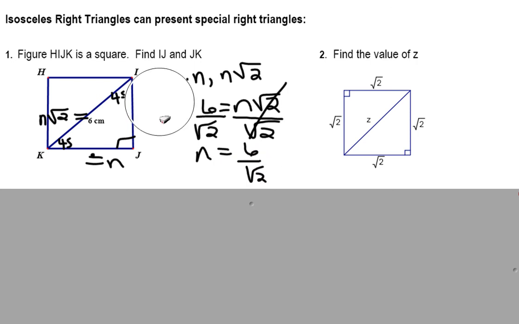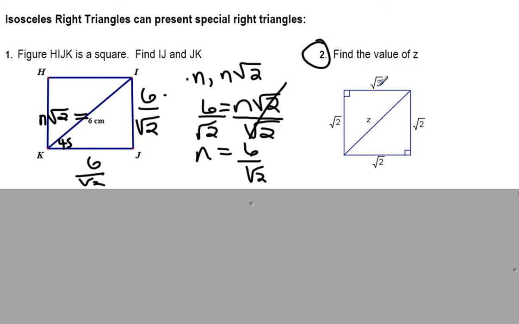Now it's erase and replace. Everywhere you see an n, you replace it with what it equals, which is 6 over the square root of 2 here, and 6 over the square root of 2 here. Okay, so for number 2, this is also going to be an isosceles right triangle, and we know that it is because you have 2 congruent sides, because the square root of 2 is the same as the square root of 2, so that means you have 2 congruent angles. Okay, I'd like for you to pause the video and see if you get what I get.